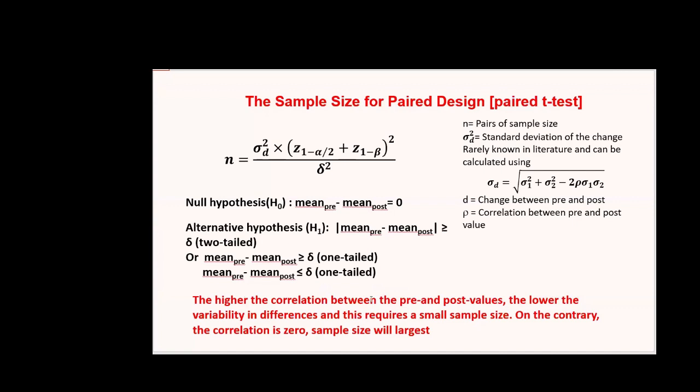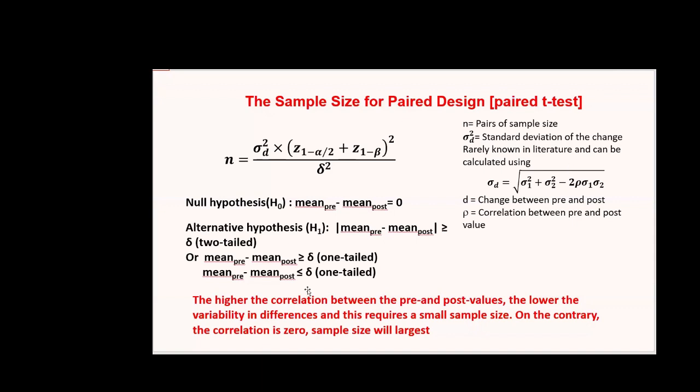Then, the higher the correlation between the pre and post. If the correlation is higher, what does this mean? This is a subtracting term. You are subtracting from the variance, so if the correlation is higher, you get a small standard deviation. That means lower variability. If the correlation between the pre and post is higher, you have lower variability. Lower variability means the variance of the change is less. In that case, you get a small sample size.